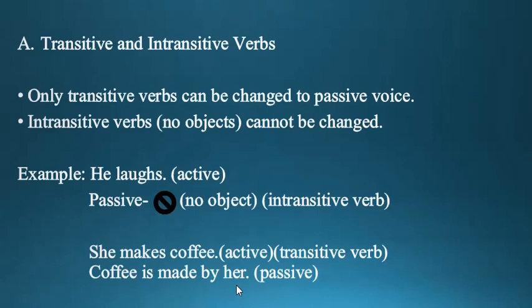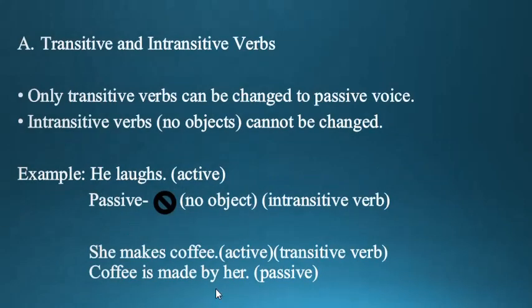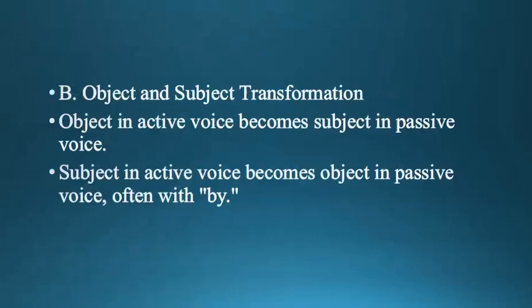So only transitive verbs can be changed to passive voice. And now the object and subject transformation. We already said this: the object in active voice becomes the subject in passive voice, and also vice versa. That is, the subject in active voice becomes the object in passive voice, often with "by". See, in this sentence we have added "by her". Okay, so along with the subject that turns into the object, "by" is also used in most cases. The other cases we'll discuss now.